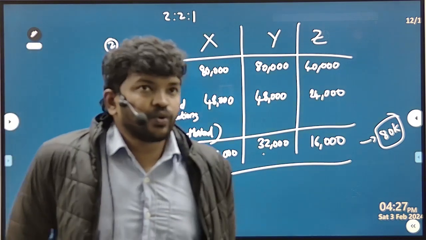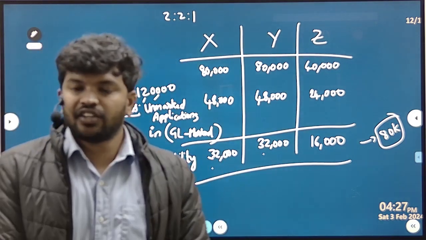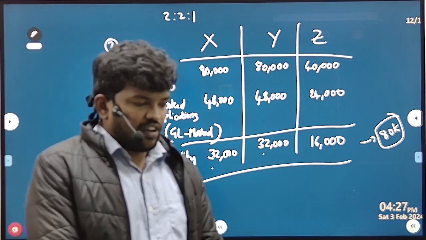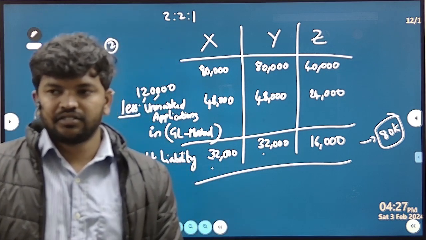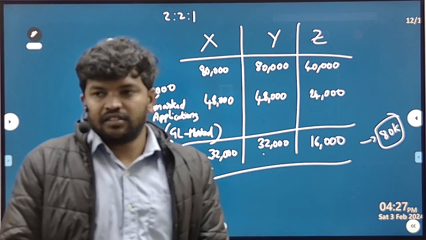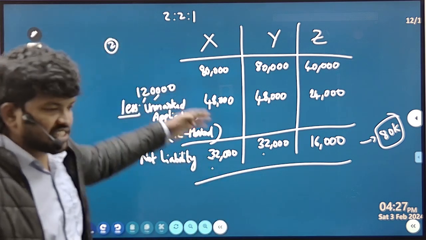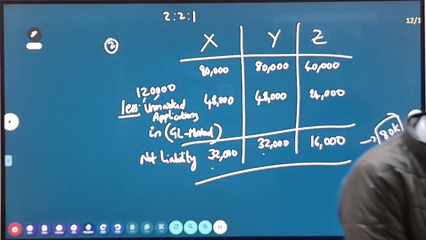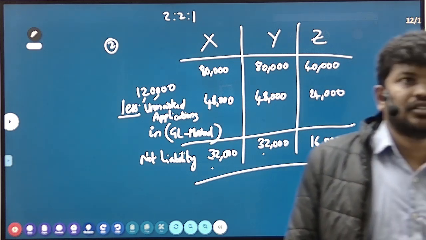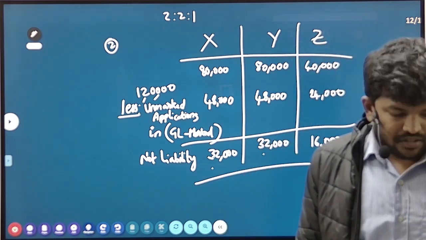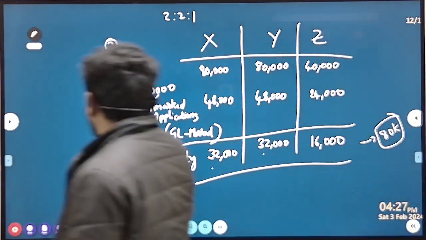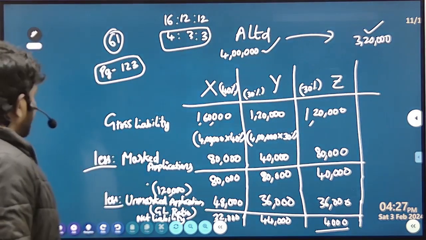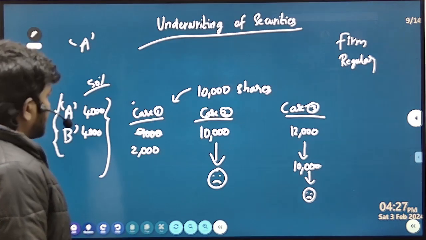If you receive a sum on underwriting, you will get it for 14 marks directly. 14 marks: the first part is 7 marks, the second part is 7 marks. Did you understand the concept of marked and unmarked applications?